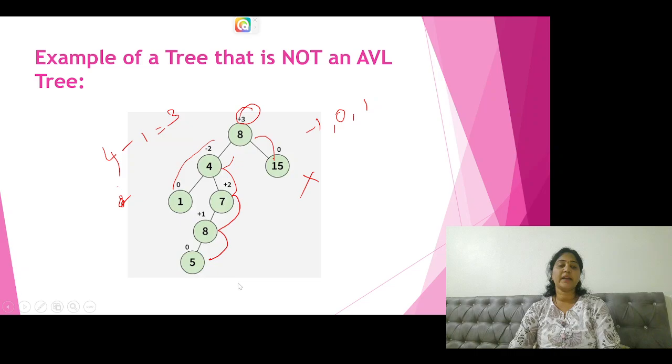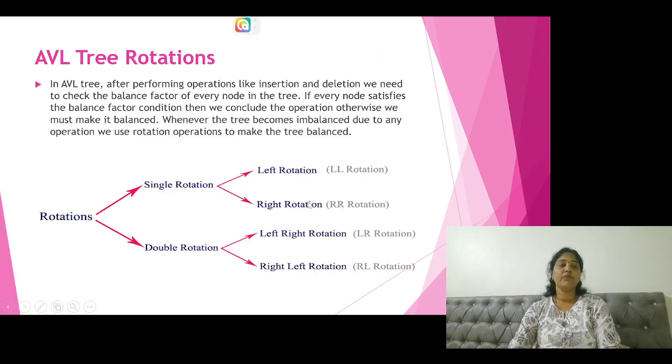Whenever the balance factor rule is violated, we have to rotate. A few rotations have to take place. In an AVL tree, after performing operations like insertion or deletion, we need to check the balance factor of every node in the tree. If every node satisfies the balance factor condition, then we accept the operation. Otherwise, we must make it balanced.